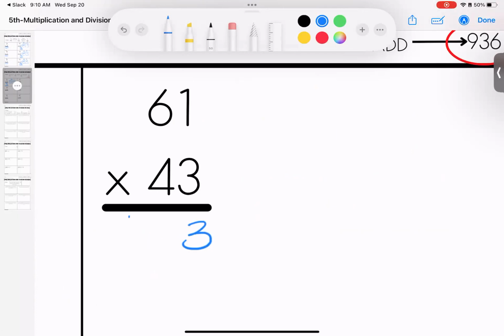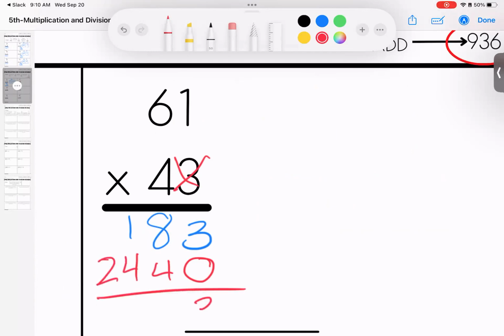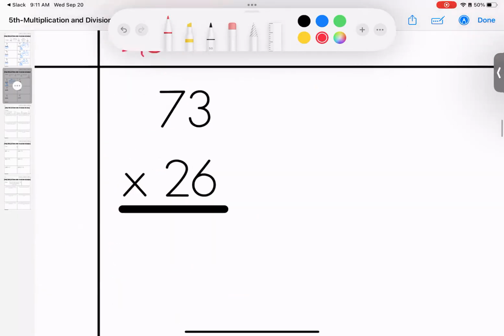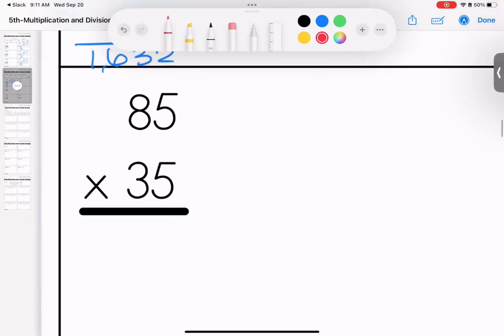Over here for traditional, 1 times 3 is 3. 3 times 6 is 18. Closing out the ones place with my space saving 0. 4 in the tens place times 1 is 40. That's where that 0 comes from. 4 times 6 is 24. We have 3. 8 and 2 is 10, so 8 and 4 is 12. 4, 5, 6, and 2, 2,623.